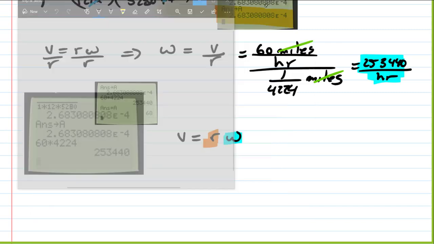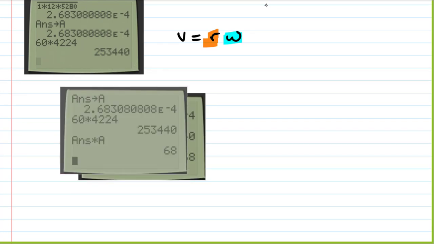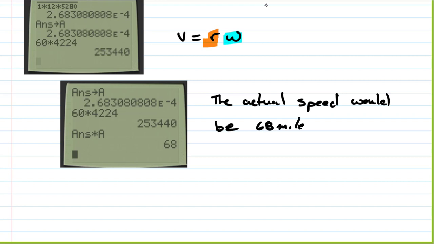So that would tell us then that the actual speed of our truck would be 68 miles per hour. So if you changed the radius of your tires, or the diameter, by that much, your speedometer at 60 miles an hour would be off by 8 miles per hour. So if you thought you were driving 60 miles an hour, you would actually be driving 68 miles per hour because of the difference in the radius of your tire.